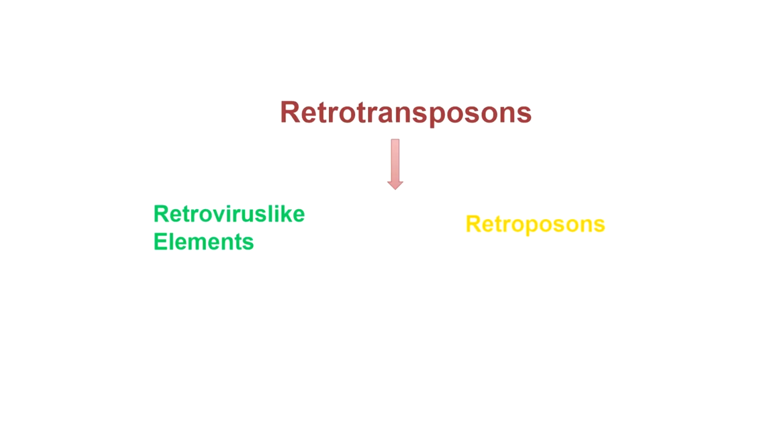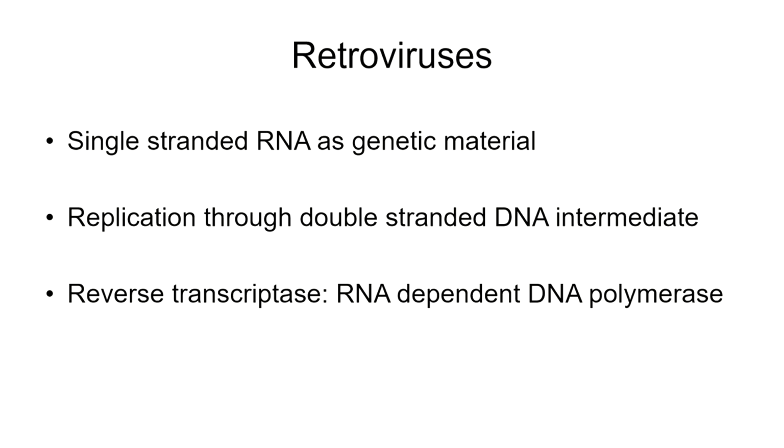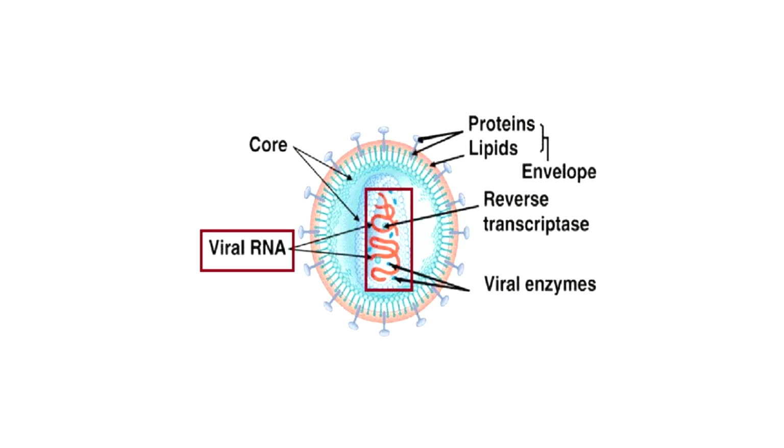Now, some of these elements are related to a special group of viruses that utilize reverse transcriptase, and those viruses are called retroviruses. So these elements are called retrovirus-like elements. And other elements that engage in retrotransposition are simply called retroposons. Now, before we talk about these two kinds of retrotransposons, let's discuss in detail about retroviruses, their genetic composition, the life cycle, and how this replication of RNA occurs.